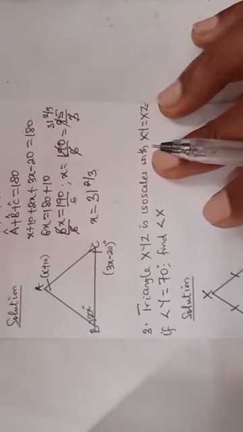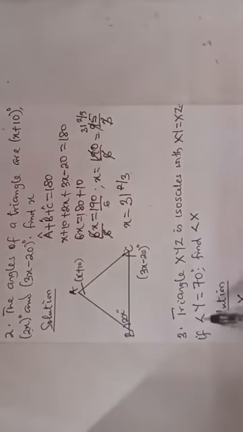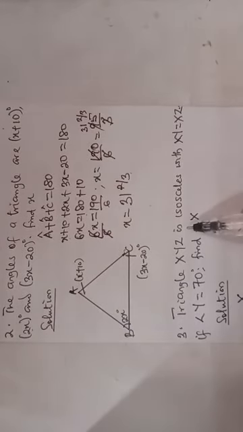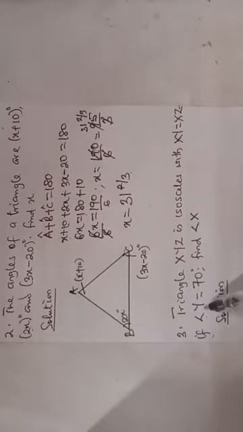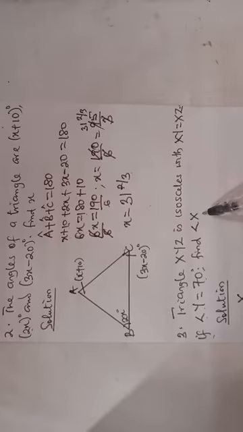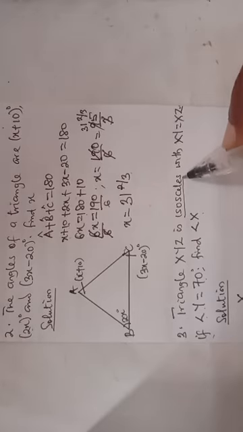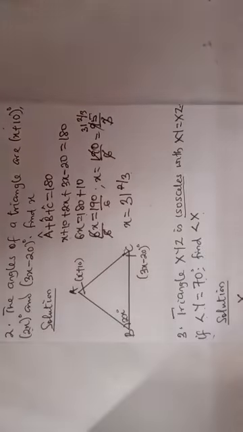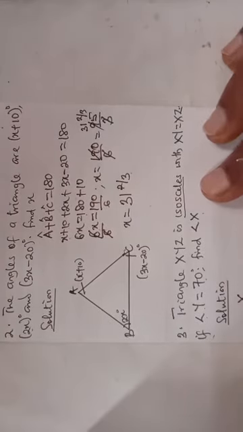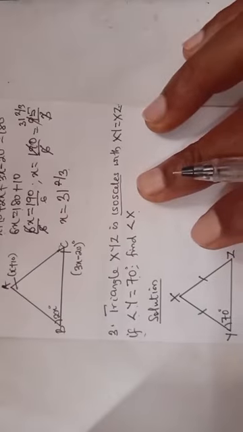Next one here says, triangle XYZ is an isosceles triangle, with XY equal to XZ. Now, if angle Y is 70 degrees, find angle X. Know this thing here, isosceles triangle. Now, let's look at the diagram in this place.